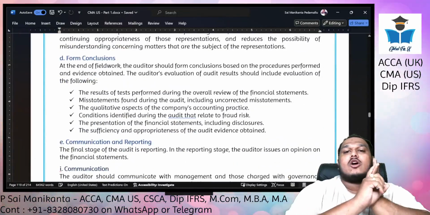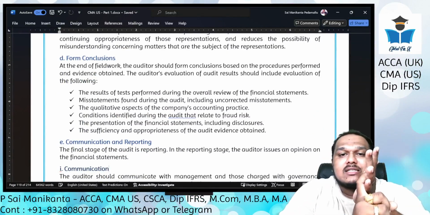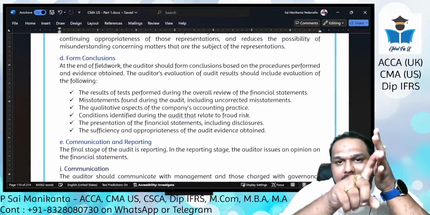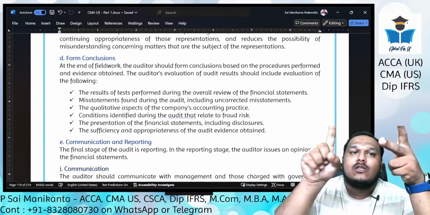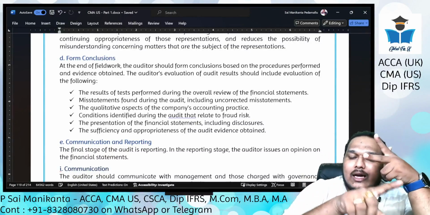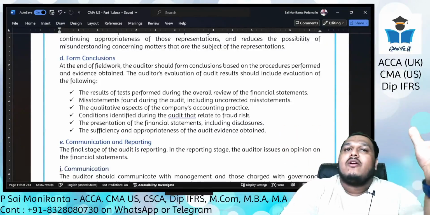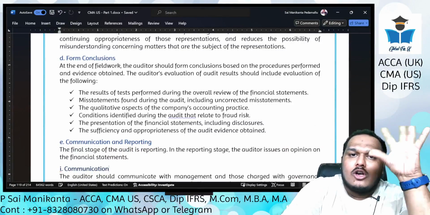We first got engaged and appointed as the auditor. Then we identified and assessed the risks involved in the business: audit risk, inherent risk, control risk, detection risk. Then we performed risk assessment procedures and audit procedures: test of controls, substantive procedures, analytical procedures, and test of details. We gathered all the evidence. We took the management letter. What is left? You form the conclusion based on all your work.